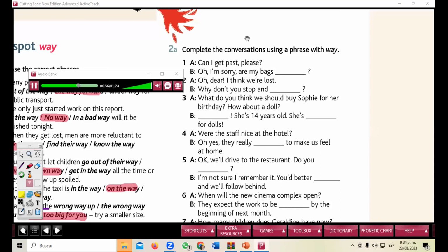6. When will the new cinema complex open? They expect the work to be underway by the beginning of next month. 7. How many children does Geraldine have now? 3. And there's another one on the way. 8. Is this how I put the ink cartridge in? No, you've got it the wrong way round. Here, let me do it.